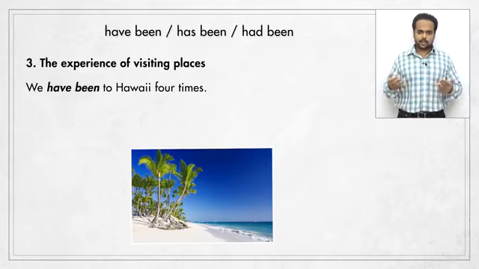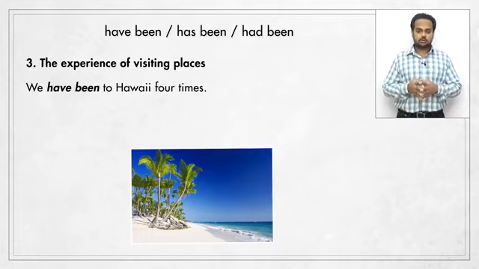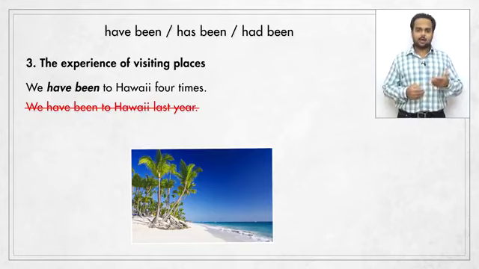This just means that maybe I'm talking about my family, we have visited Hawaii a total of 4 times in our lives. This sentence is not about continuing actions or the passive voice or anything difficult. It just tells you about our life experience. Here, it's very important to note that we don't mention a specific time. You cannot say, we've been to Hawaii last year.